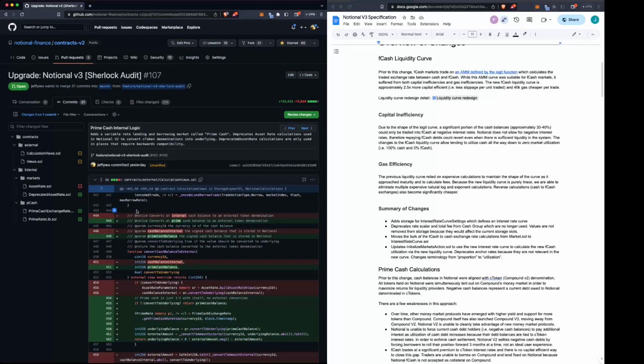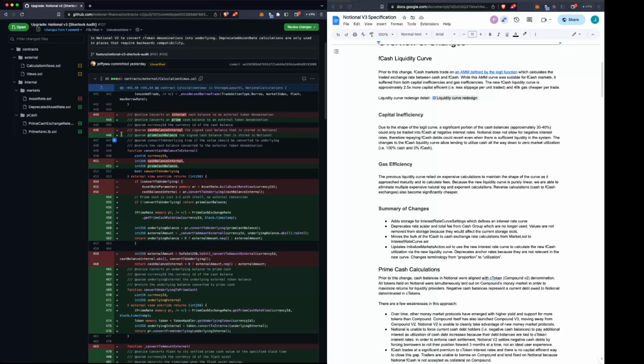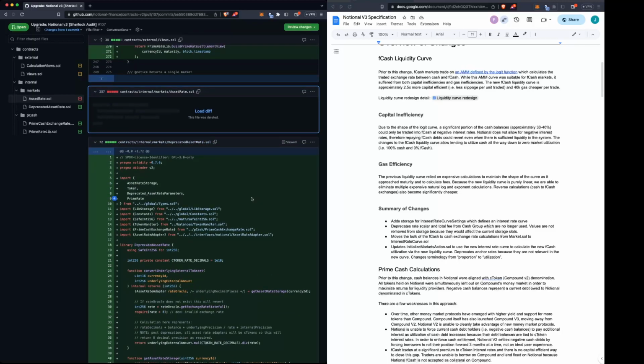So this is the next meaty commit in this change set. What we're doing here is effectively adding the liquidity curve, the math behind the Notional prime cash market. The Notional prime cash market is going to be a variable rate lending and borrowing market, very similar to what you would see on Aave or Compound or Euler.